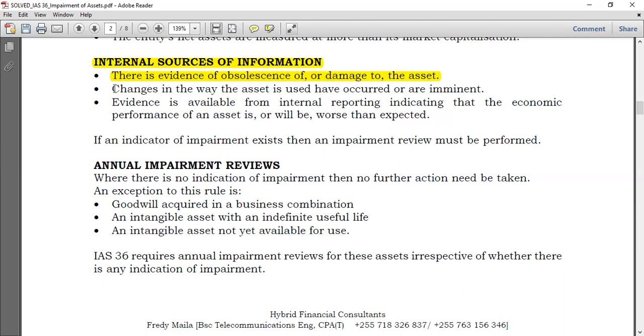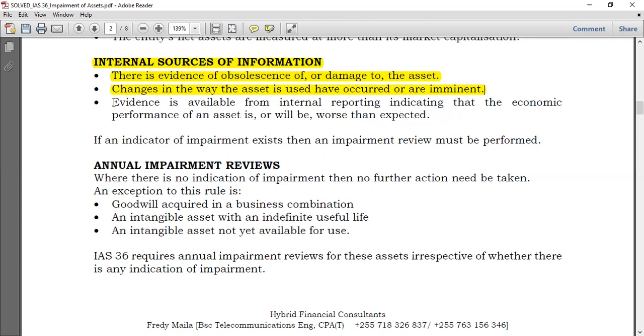Also, we are told here that changes in the way the asset is used have occurred or are imminent. Let's say that you have changed the use of the asset. Maybe you had a car. Initially, the car was being used for one purpose, as part of carrying assets to the customer. But now you want to use that asset to perform other functions, maybe just carrying cargo for other companies. If you change that, the asset will be generating a smaller amount than before. So you could use that.